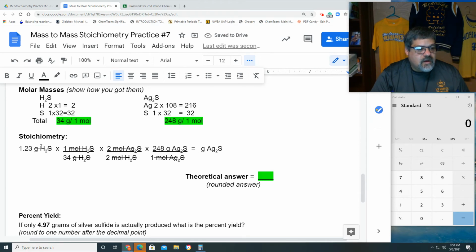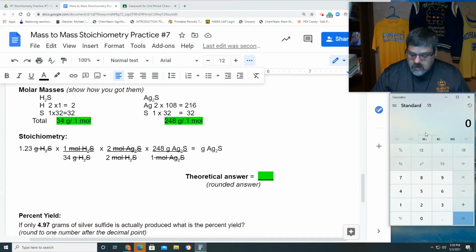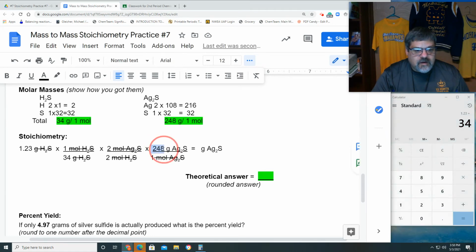Remember, we're going to take this number, multiply by the top, divide by the bottom, multiply by the top, divide by the bottom, multiply by the top, divide by the bottom. So when I go ahead and put it in here, we're going to take 1.23, and I really don't have to multiply by 1, so we're not going to. We're just going to divide by 34. And then since I have 2 over top of 2, I don't have to do that one either. So the only other one we're going to do is this one right here. Because to be honest, I can get rid of this 2 and this 2 because one's on top and one's on bottom.